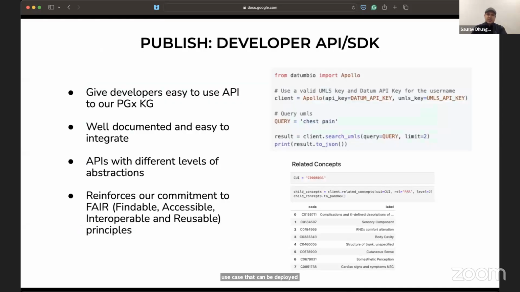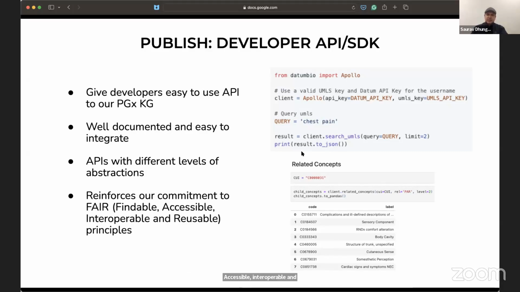And finally, we also provide an API on top of the knowledge graph for developers if they want to. For example, we can see an example of an API that allows developers to work with the underlying UMLS knowledge graph itself. And this also fits nicely with the FAIR principles of developing systems that make data findable, accessible, interoperable, and reusable.